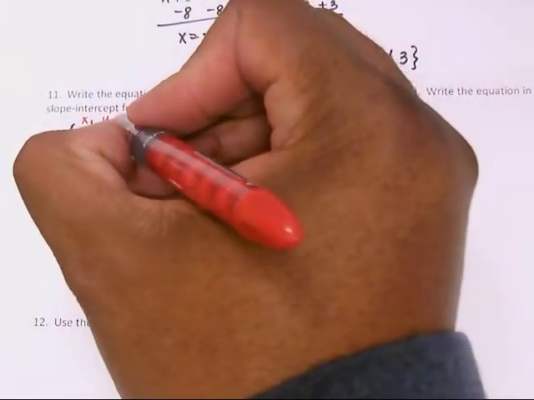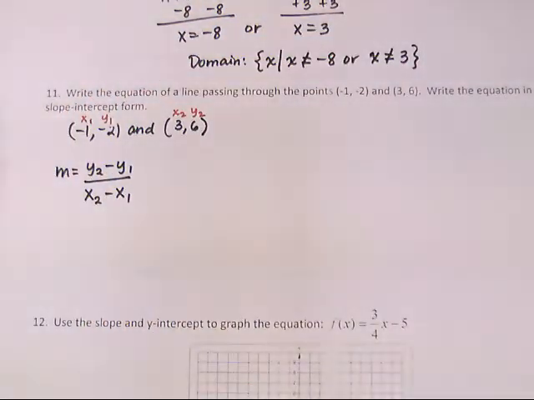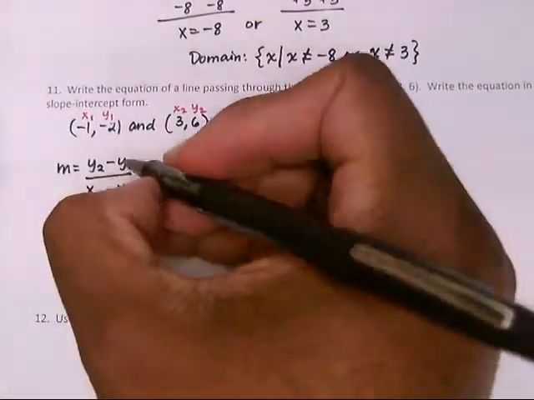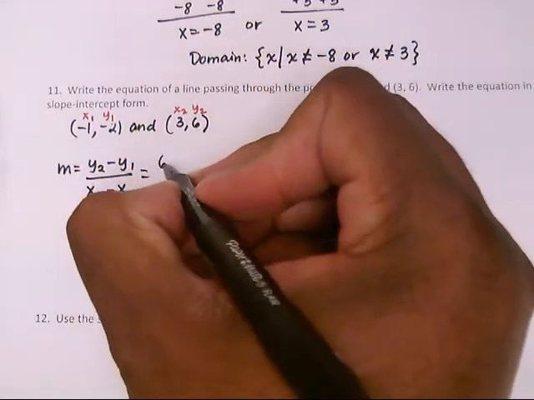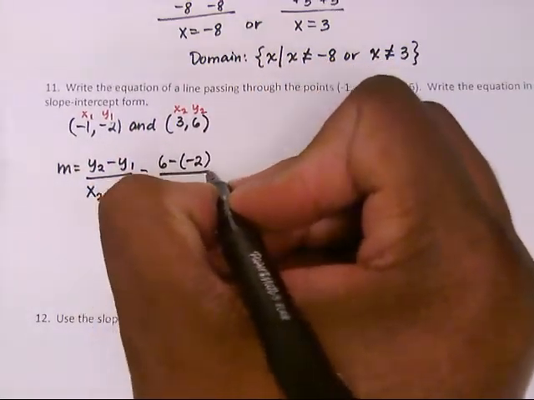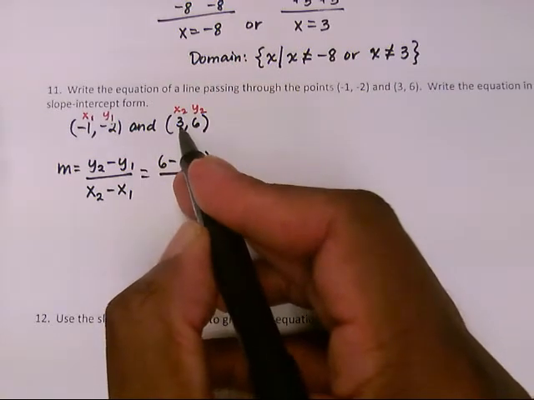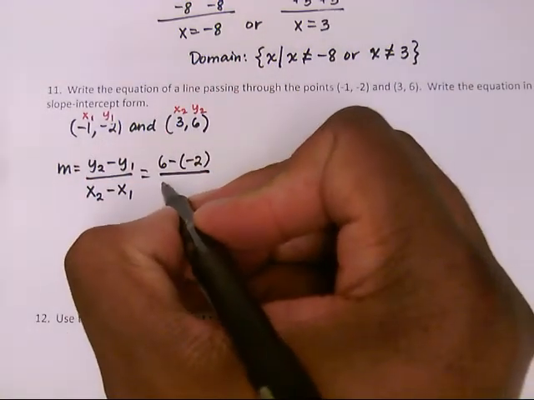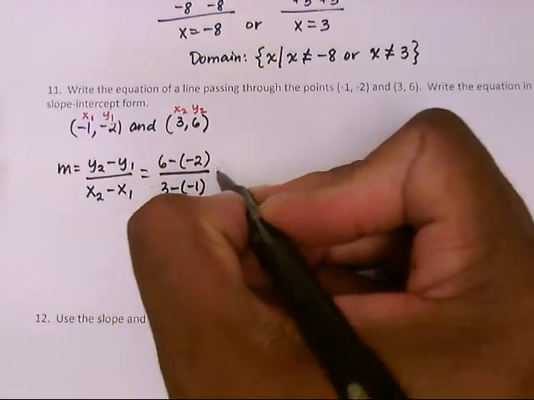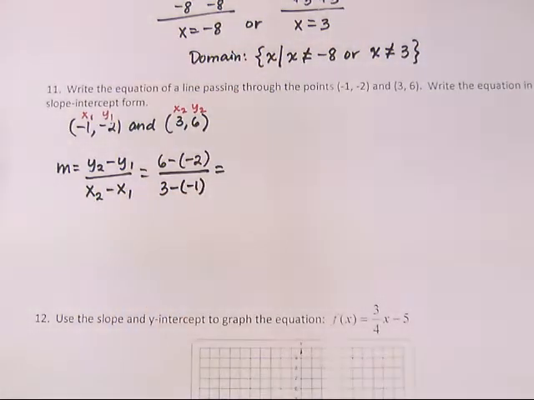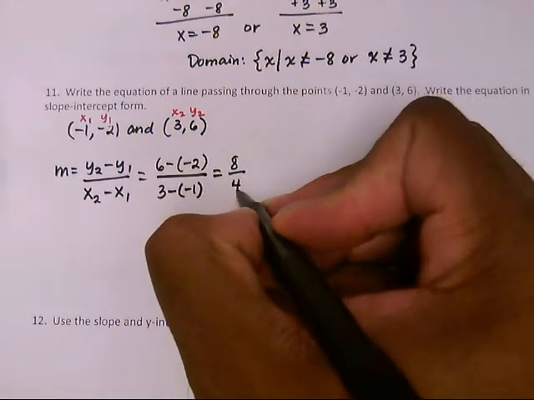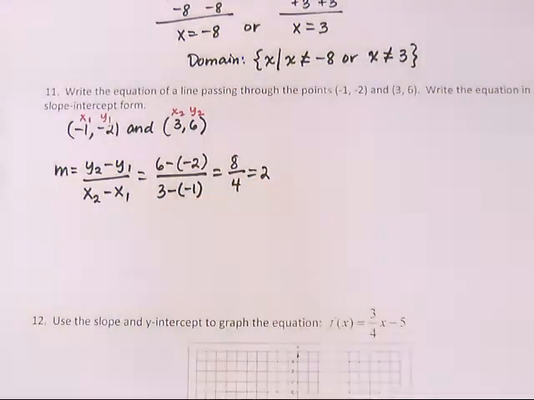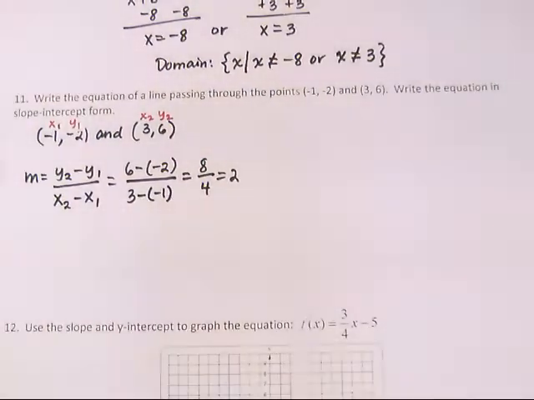And let that be y1. Okay? And substitute in that slope formula here. So y2 minus y1 will be 6 minus -2 over x2 minus x1. x2 is 3, x1 is -1. 3 minus -1. And now we just simplify here. 6 minus the -2 would be 8. 3 minus the -1 would be 4. And 8 divided by 4 would give you 2. So the slope there will be 2.